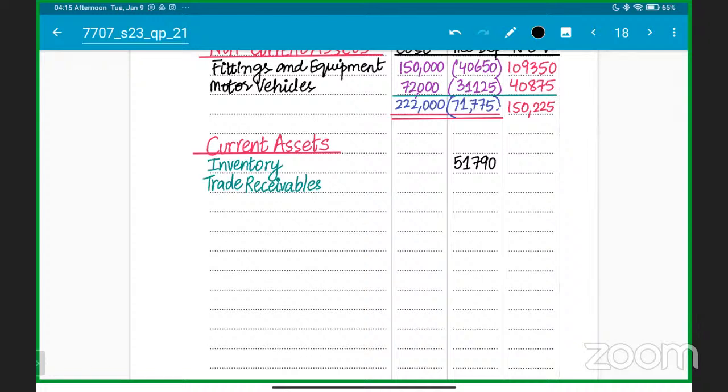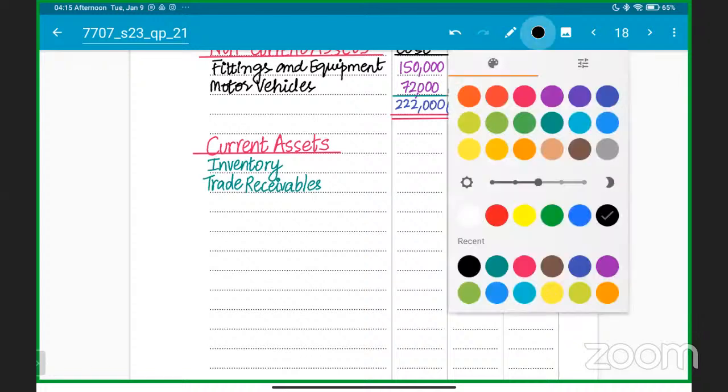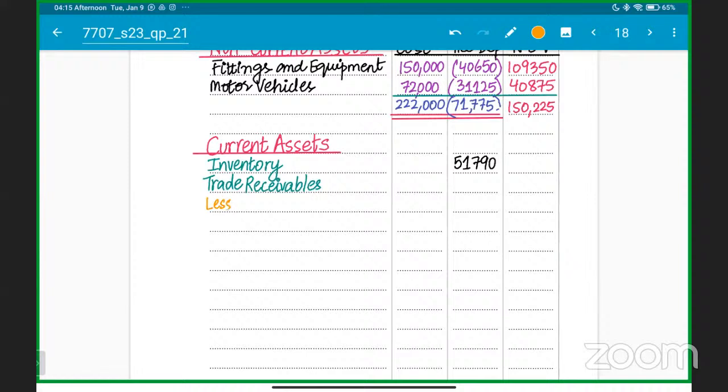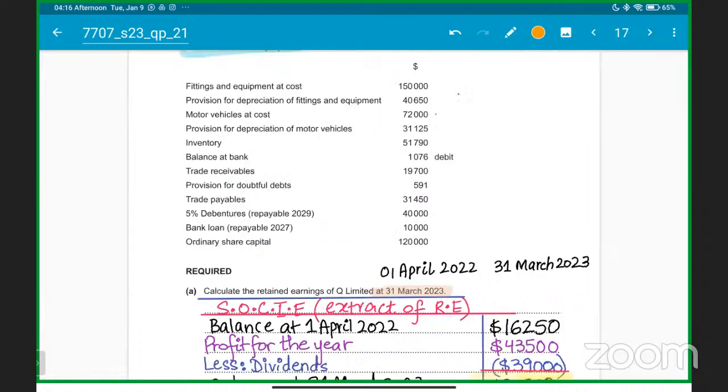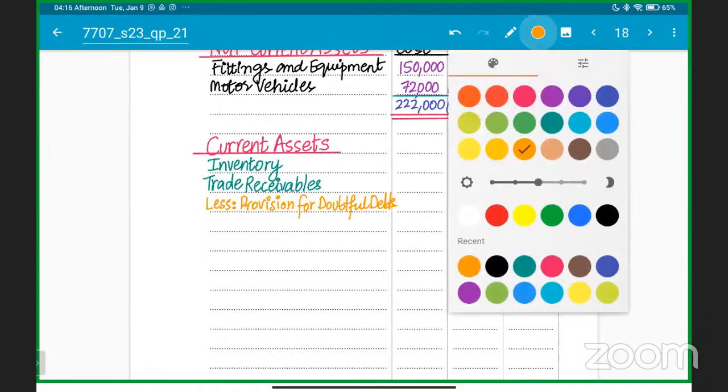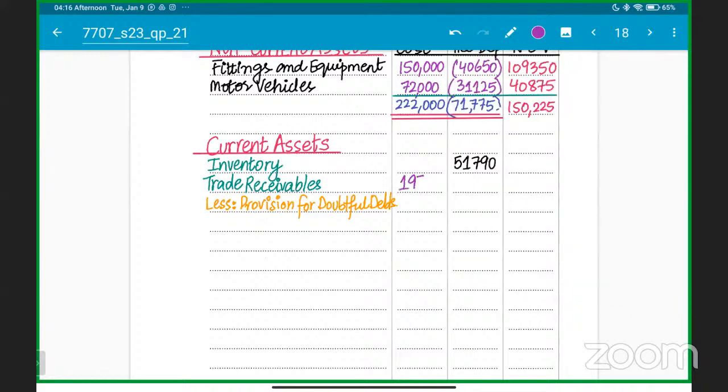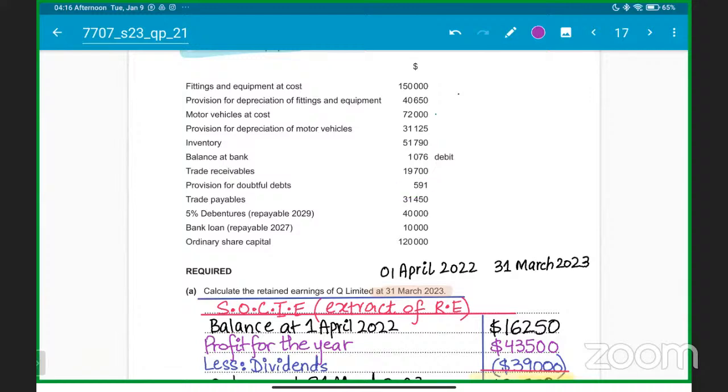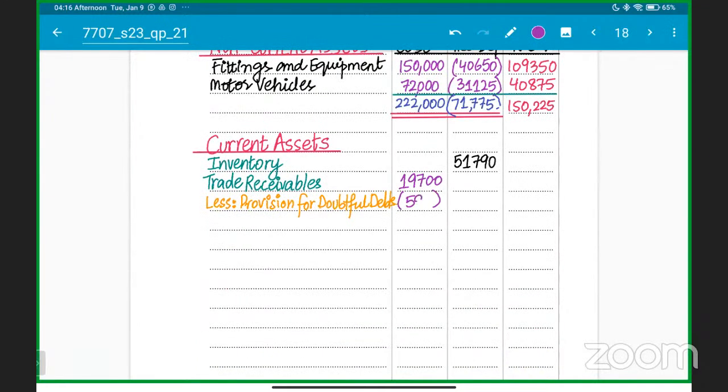And then the trade receivables, and subtract less provision for doubtful debts from there. You will have to also show that according to the format of the company. Provision for doubtful debts. You will subtract it here only. Getting it, students? So we have trade receivables 19,700. 19,700 minus the provision for doubtful debts, that is 591. Then you will get the net receivables, which you will put here in the second column.